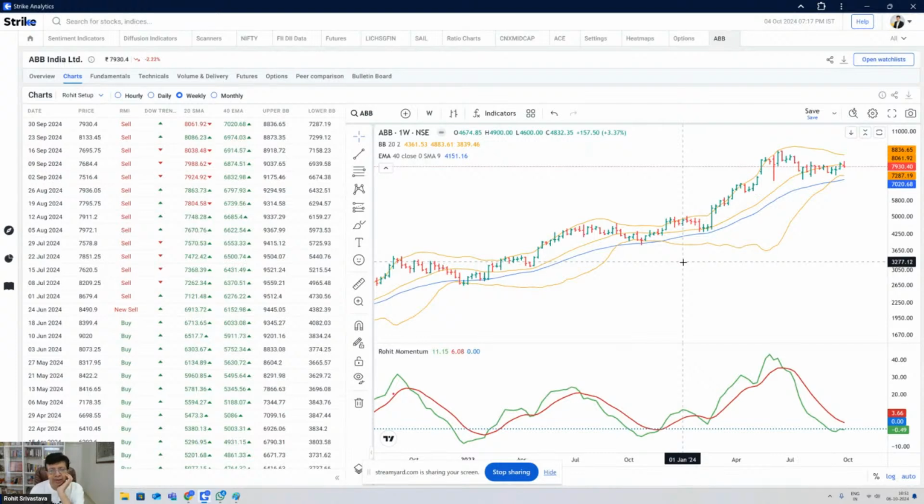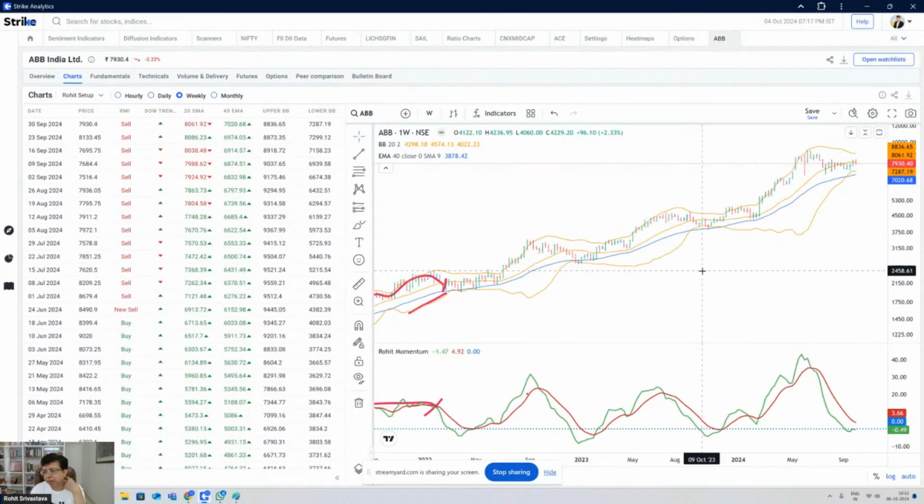So now you have a fair idea. See, this is why this setup has been created. We are using a combination of just 3-4 indicators here: 20-day, 40-day, Bollinger bands and RMI.